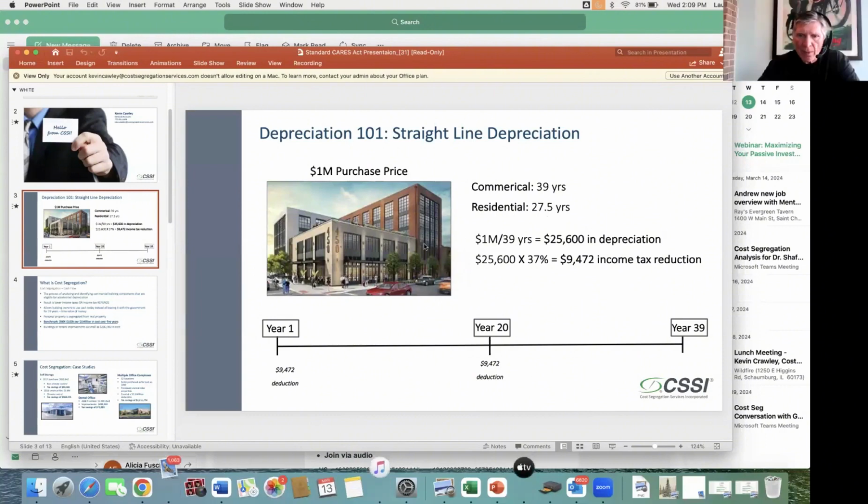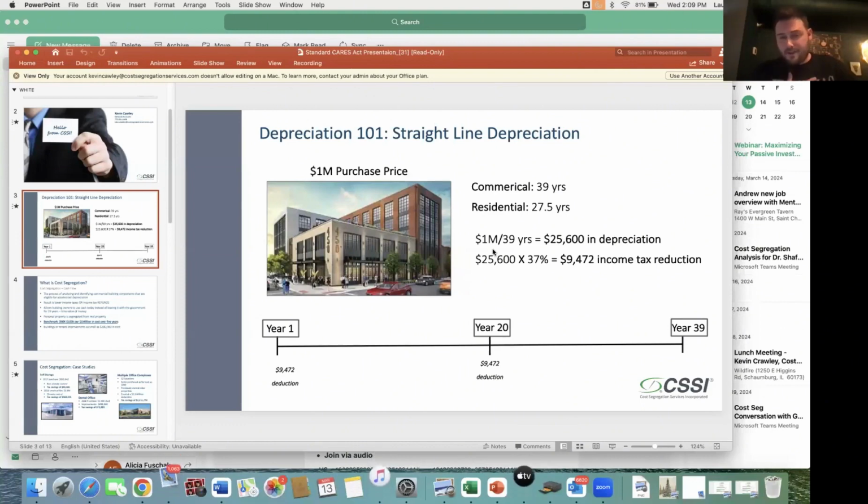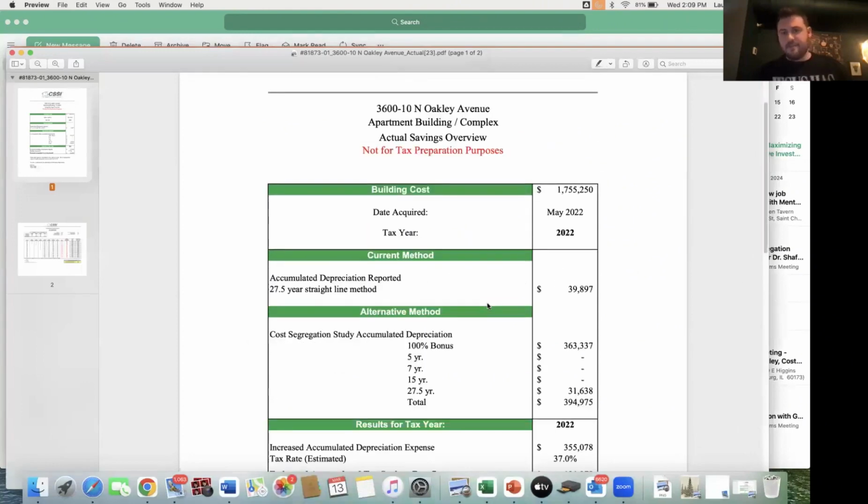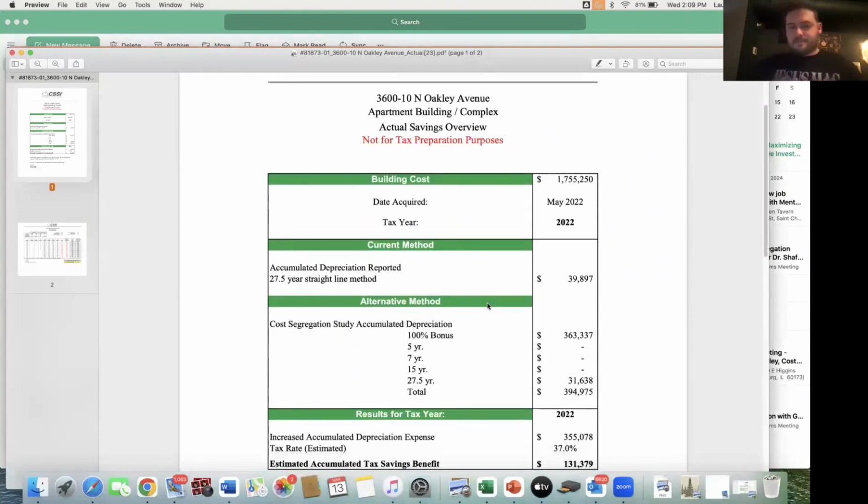Yep. Okay, cool. So what I wanted to do was go through a multifamily property that I completed last year for a client of mine. This one is in Chicago, but we're a nationwide firm. I'll just walk you guys through it, show you what he was doing initially, and then what we were able to achieve through cost segregation.